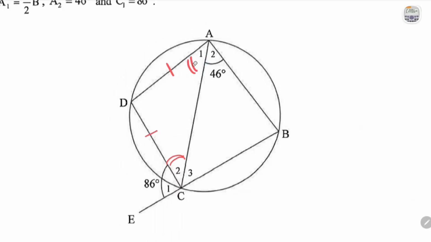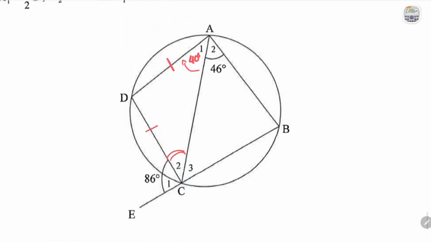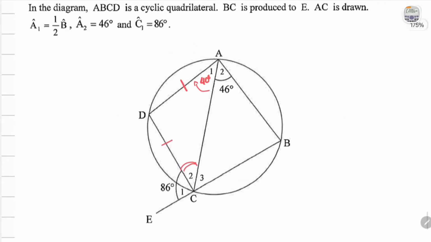Okay, we are working with numbers here, and we do know the size of angle A1. It's 40 degrees. We found that in the previous question. What we need to find is angle C2. If we can find that angle, it should be fine.